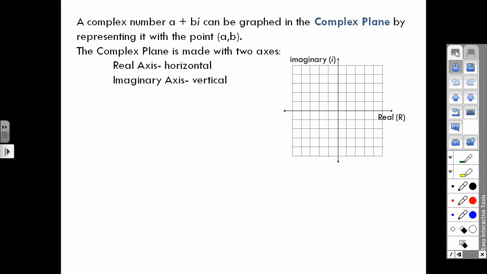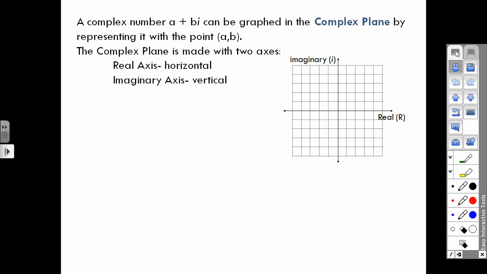All right, so let's take a look at how you would graph a complex number. The complex number a plus bi, you are going to graph on a different plane. We can't graph it on the Cartesian coordinate plane anymore because the Cartesian coordinate plane doesn't have imaginary numbers in it. Those are only real.